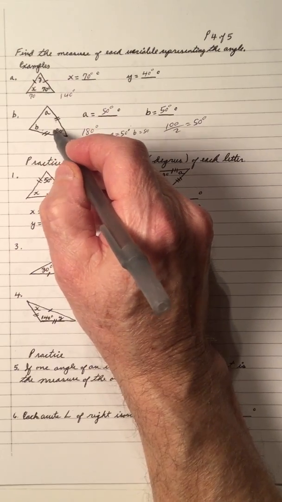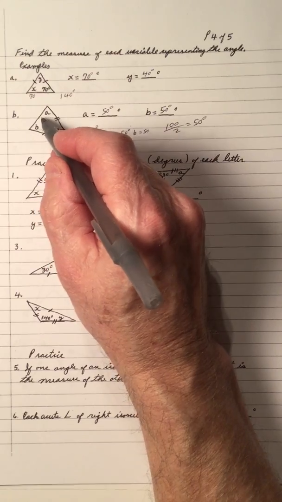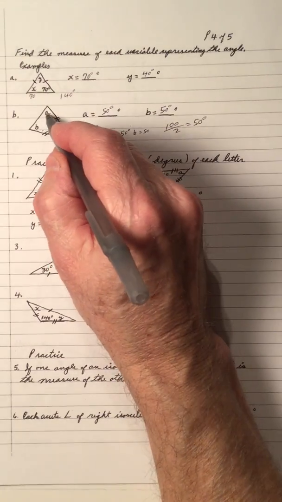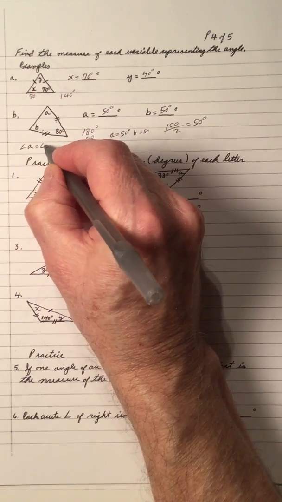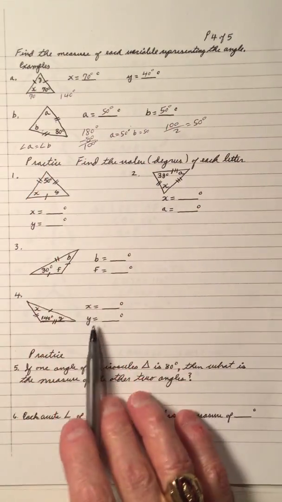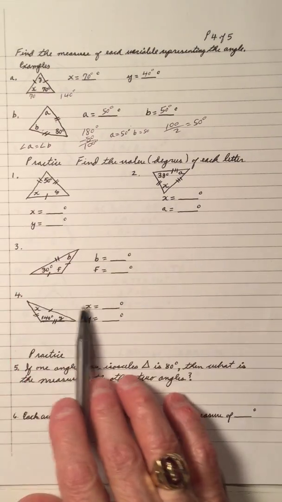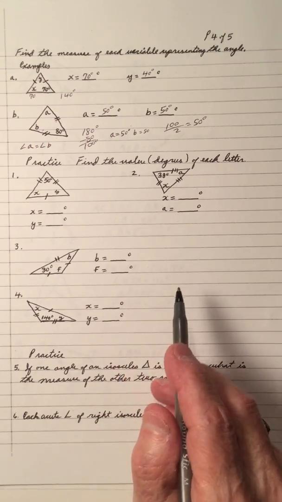Notice, you subtract from 180 to get 100 and divide by 2 because they're equal. Notice the two angles that are equal: angle A equals angle B. Practice. Work out all of these. Pause your video, work these out, and play it back to see if you got the right answer.